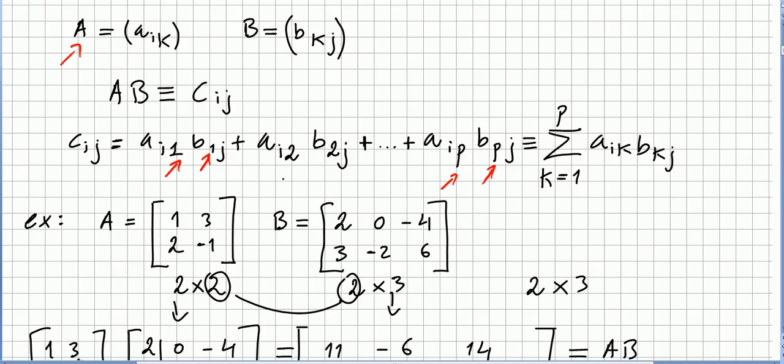So we saw that A will be the matrix Aik, B will be the matrix Bkj, and A times B is defined as a matrix Cij, where the entry Cij is Ai1 B1j plus Ai2 B2j, till Aip Bpj, defined as the sum over k of Aik Bkj. Check that the right number and the left number here are the same.